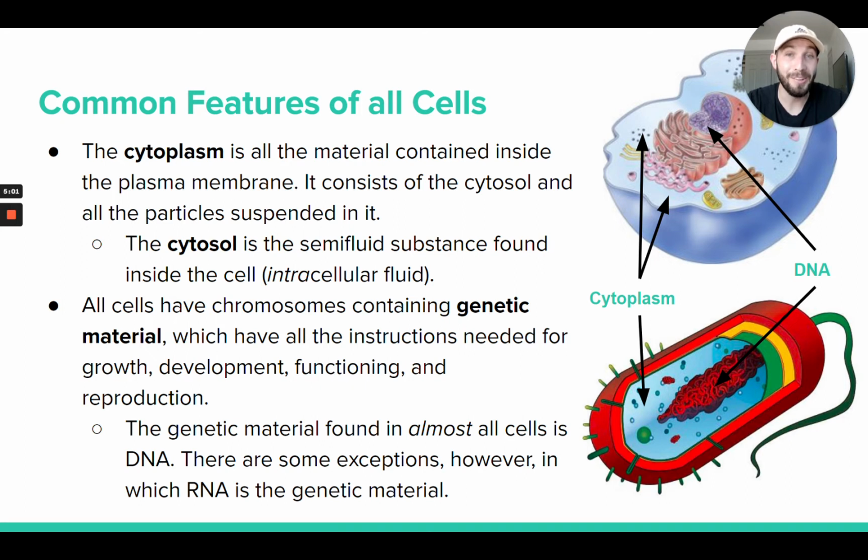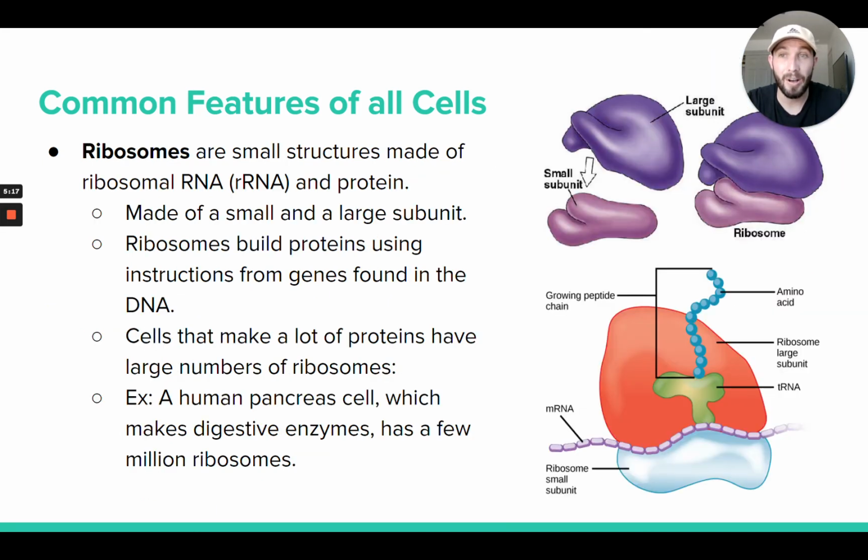It gets a little complicated, but just know that usually when we're talking about genetic material, we're talking about DNA. Anyway, all cells have some DNA or genetic material that stores the information that's going to be passed on to future cells when the cell divides. Then all cells, lastly, have ribosomes.